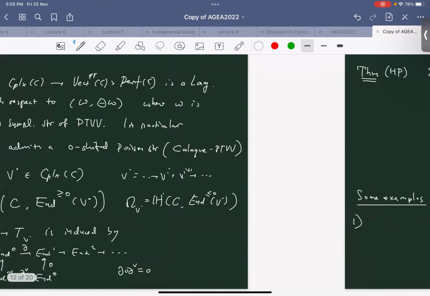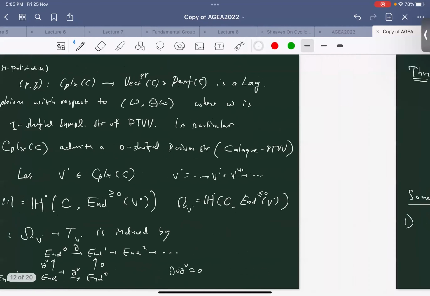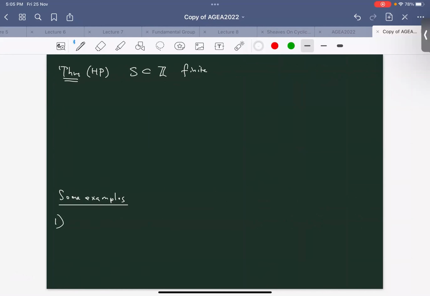Can I ask a quick question? Yes. So if you restrict to the vector bundle, it's just one piece. Then yes, this is 0, right? The Poisson structure doesn't give you anything interesting, because on the vector bundle you have a symplectic structure, which is one shifted.